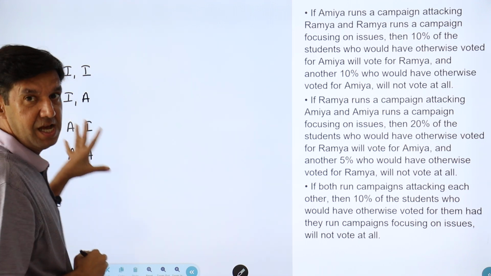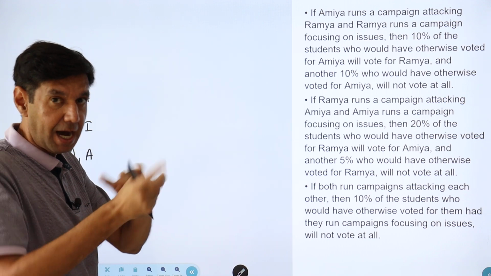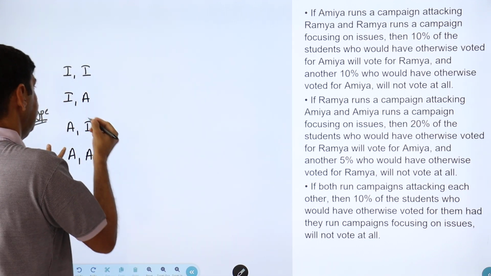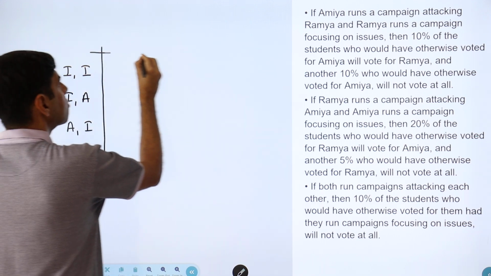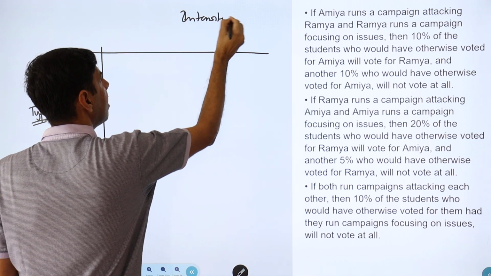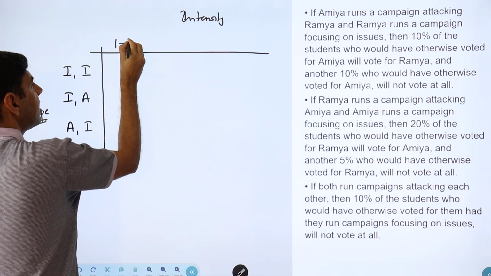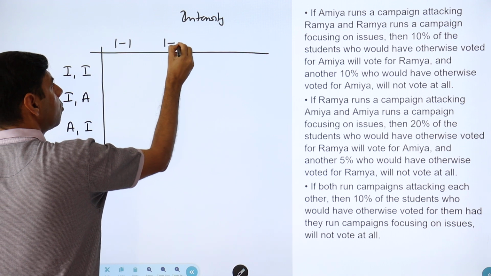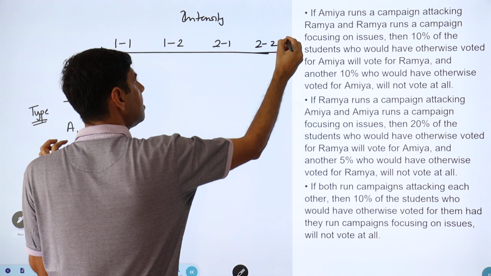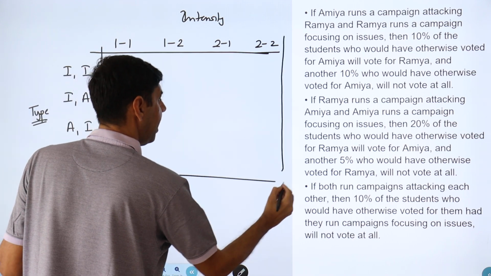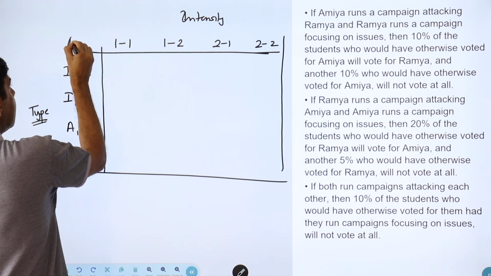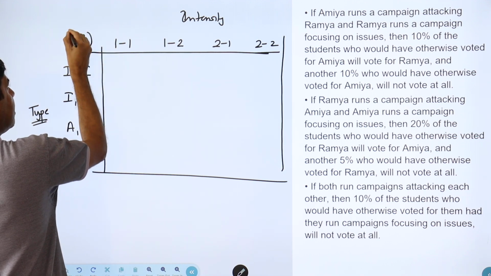So build reasoning with types. I could have an Amiya or Ramya, there could be 2 into 2, 4 possibilities. And the other axis could be the intensity. And what is the intensity? Both could have an intensity of 1, 1 or 1, 2 or 2, 1 or 2, 2. So this also doesn't have anything very difficult. There also you add a 4x4, here also you add a 4x4. Just keep in mind, here the first one will be Amiya, the second one is Ramya.